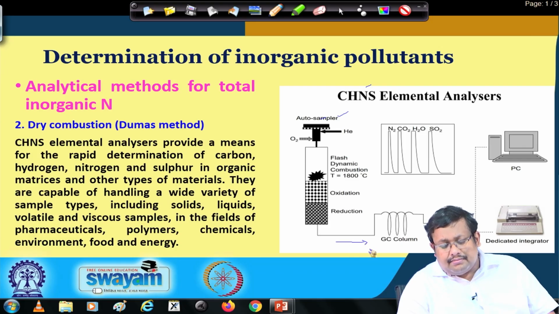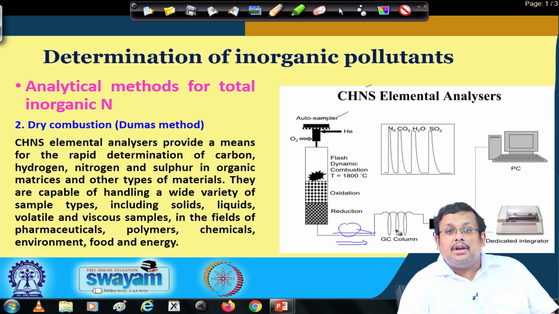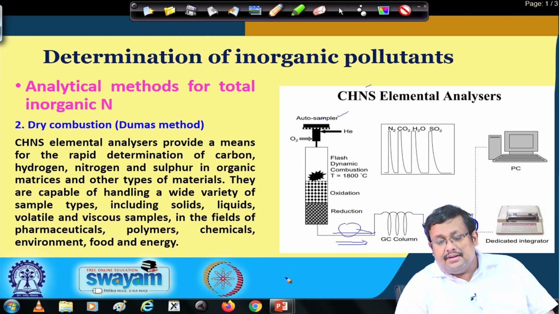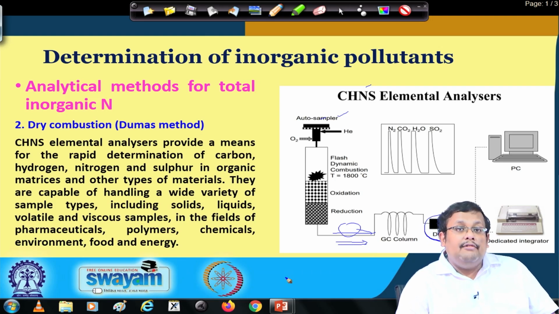and then this mixture of gases is circulated through a GC column or gas chromatography column. When this gas mixture moves through this gas chromatography column, the gases separate out and are detected by the detector at the end of the GC column to measure the concentration of the total carbon, total hydrogen, total nitrogen, total sulfur. So, this is how this instrument basically works.